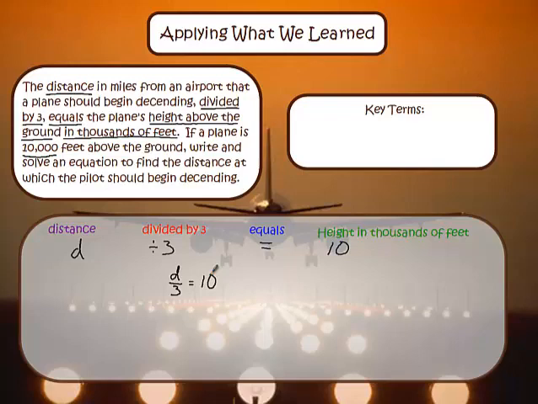And now I have a simple equation where I'm dividing, and to undo division, we just learned we have to use multiplication. So I'm going to multiply both sides of my equation by 3. And so this says 3d over 3 equals 30. Remember, 3 over 3 is 1, so I just have d equals 30. So what did the d stand for again? That was the distance in miles. So that was 30 miles.